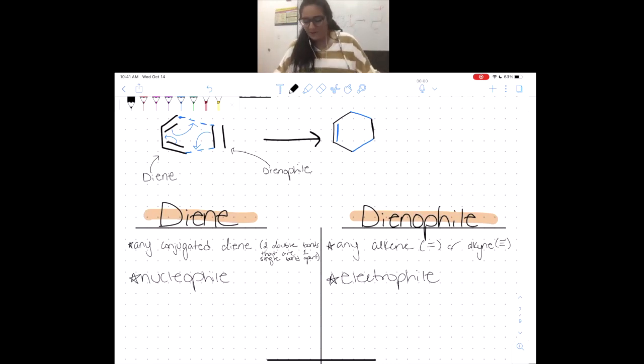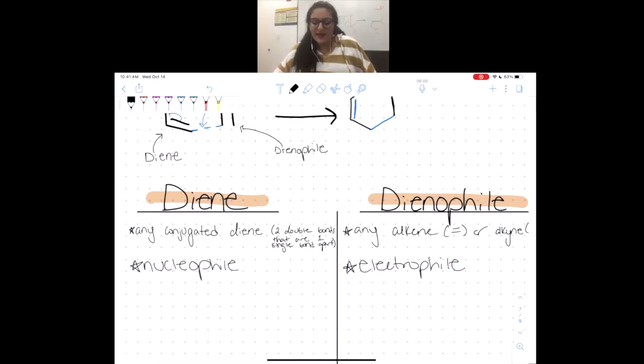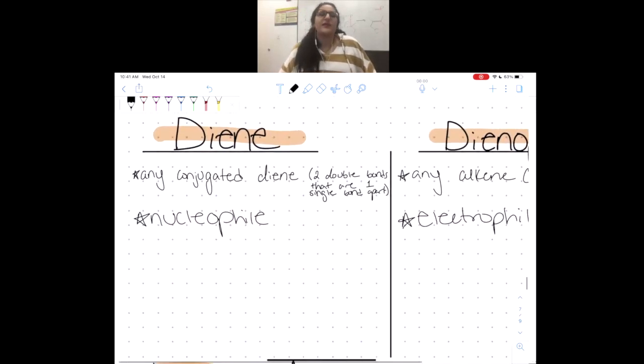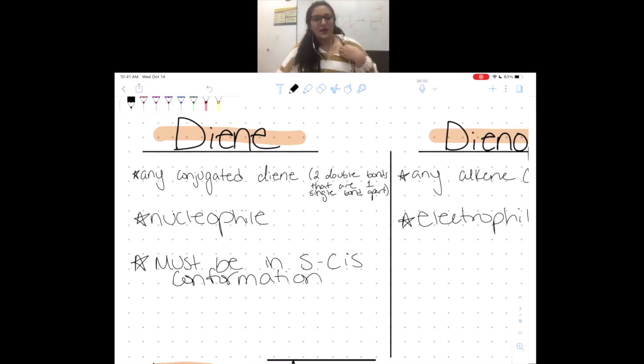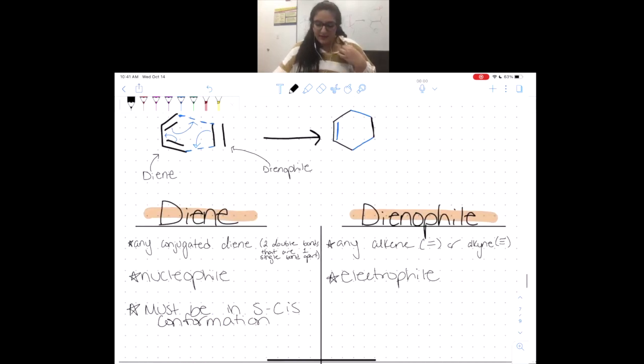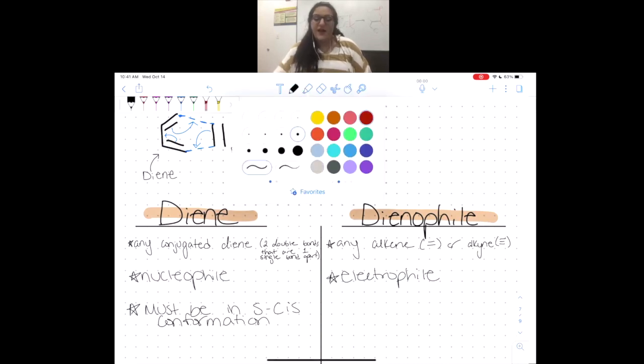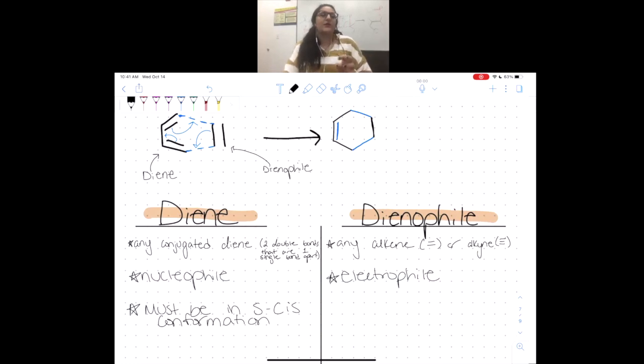Okay. So the diene has to actually have a specific conformation in order to react, and it has to be in the S-cis conformation. And as we saw up here, S-cis just means that the 2 double bonds are pointing the same direction.